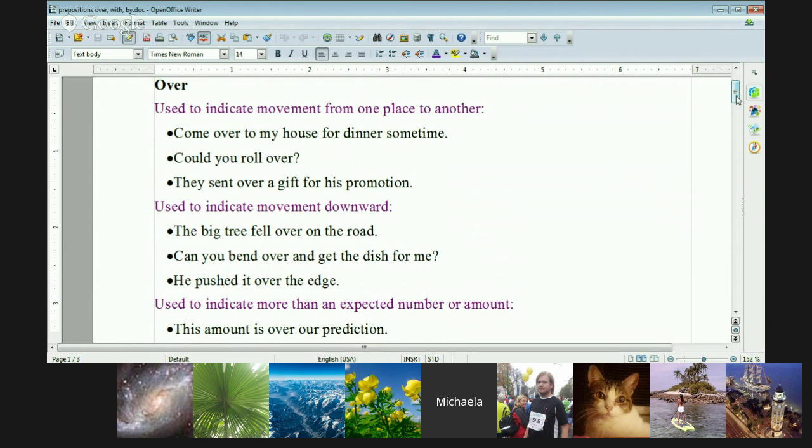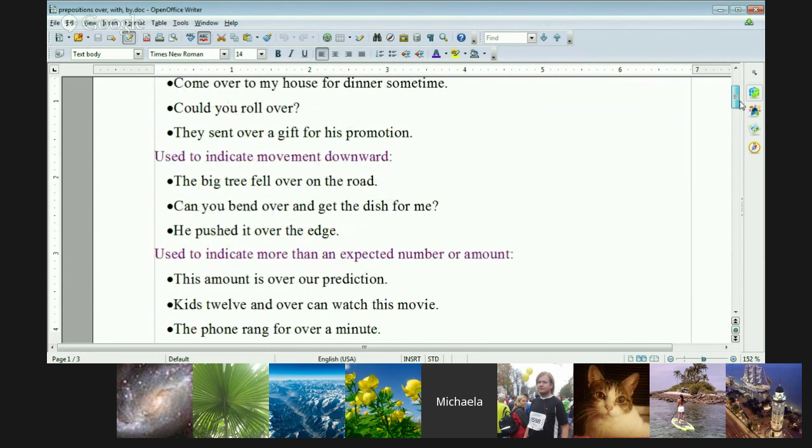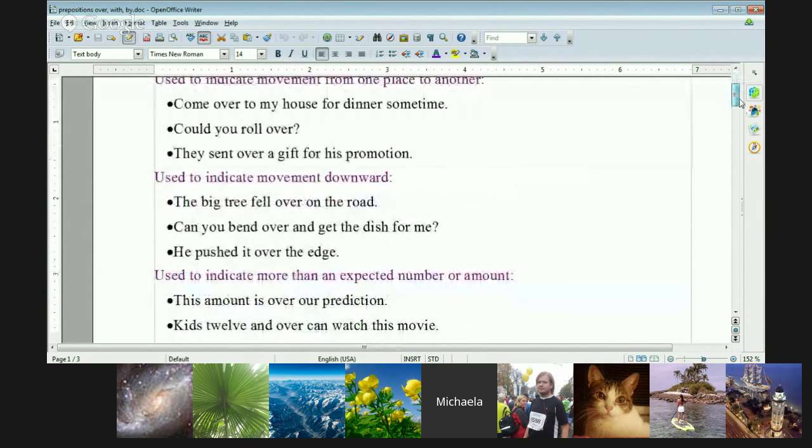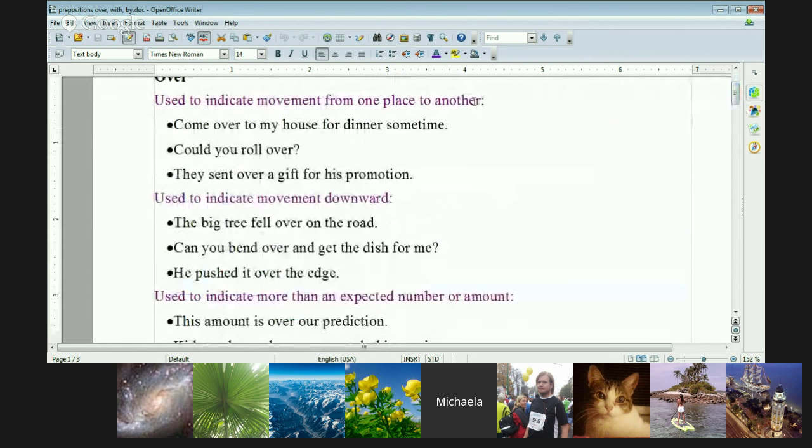So I'm going to ask each of you to come up with your own example of one of these rules. So talking about used to indicate movement from one place to another, I'm going to ask Zach and Philip to write a sentence in the chat box making an example from one place to another using the preposition over. That's Philip and Zach for the first pattern.